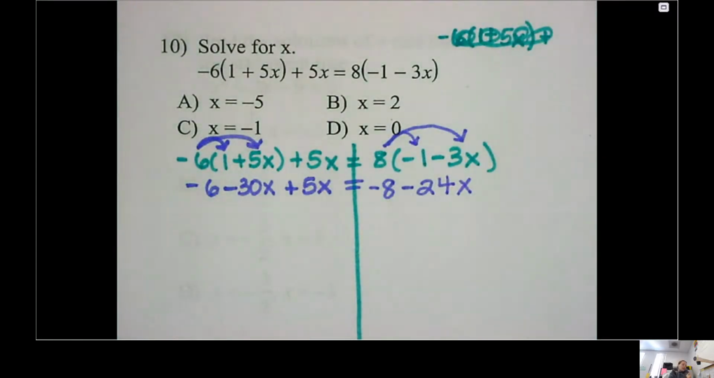So now I'm going to go back to the left side and I'm going to combine anything that looks the same that I can put together. I'm going to combine like terms. So on the left, I see that I have x's, so I can put those together.